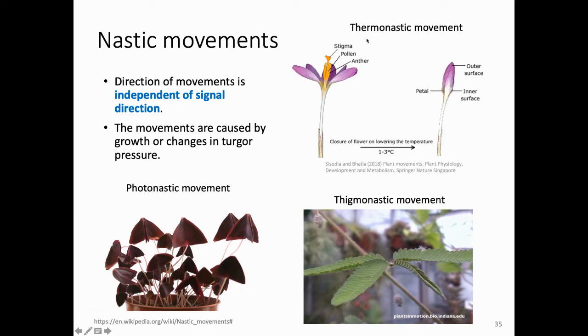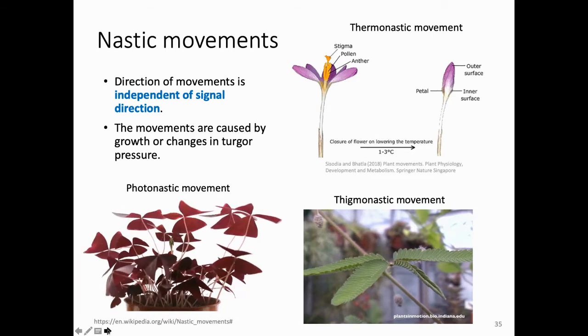The third one is thermonastic movement. These flowers are crocus flowers. The stigma can actually be used to make the most expensive spice in the world. I forget the name of it, but anyway, the flowers will close when the temperature drops by 1 to 3 degrees Celsius to become closed like this.